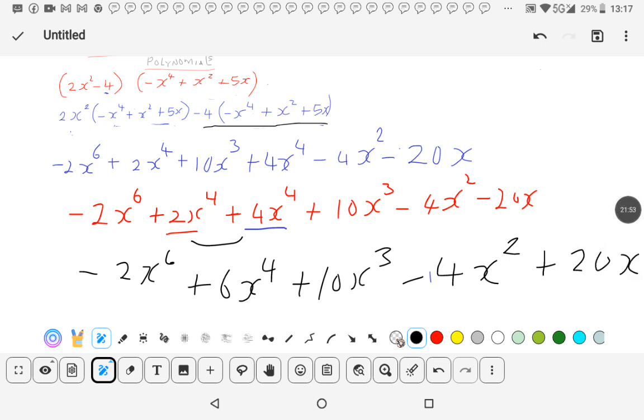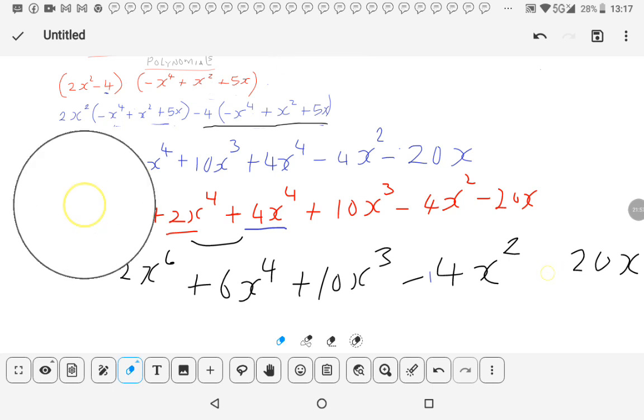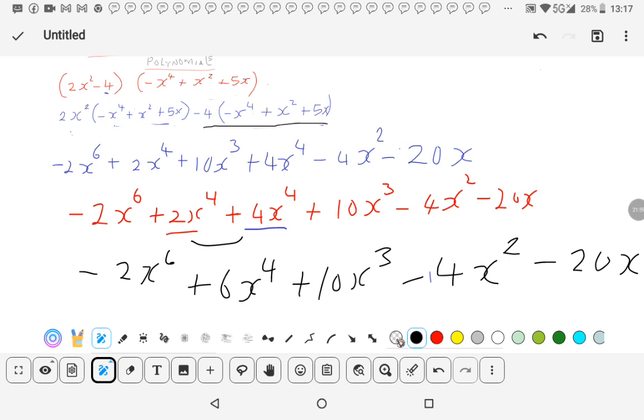Like I said, you have to take note of the sign. The last value here ought to be minus 20, not plus 20. Check it here. It has to be minus 20. So that is how you expand two polynomials.